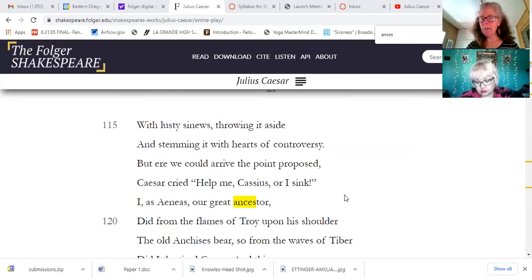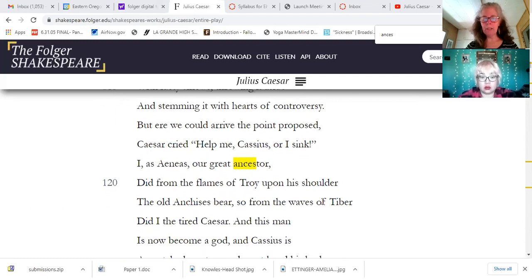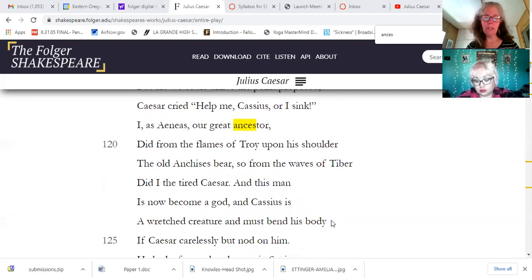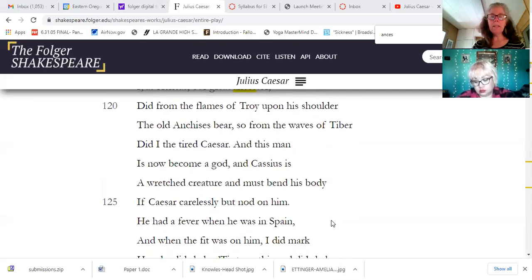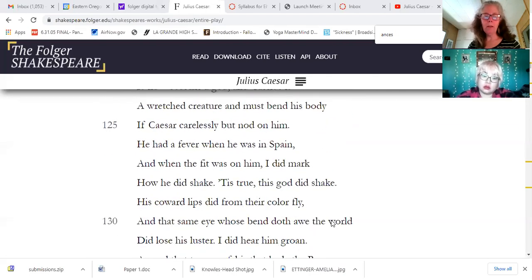But ere we could arrive the point proposed, Caesar cried, help me, Cassius, or I sink. And I, as Aeneas, our great ancestor, did from the flames of Troy upon his shoulder the old Anchises bear, so from the waves of Tiber did I the tired Caesar. And this man is now become a god, and Cassius is a wretched creature and must bend his body if Caesar carelessly nod on him. He had a fever when he was in Spain, and when the fit was on him, I did mark how he did shake. 'Tis true this god did shake.